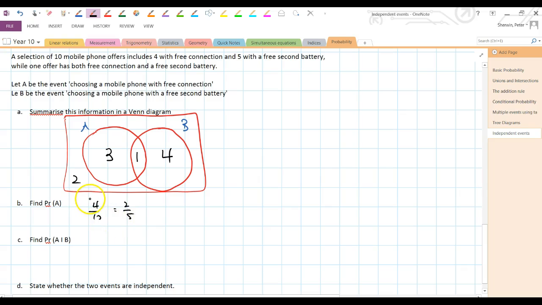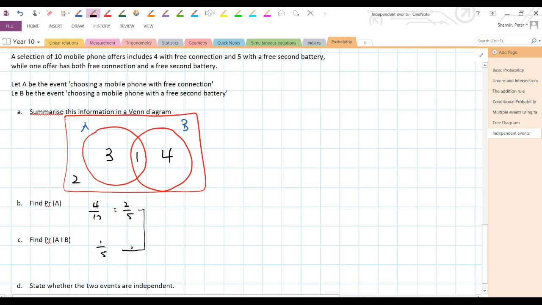Now we're going to test for independence. Find the probability of A given B. Given that B has happened, this is my sample space, which is 5. What's the probability of A? A is the 1 bit of that, so that's 1 over 5. So the probability of A is 2/5. The probability of A given B is 1/5. That's changed.